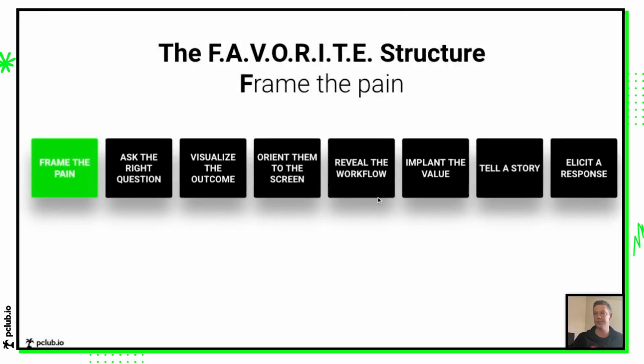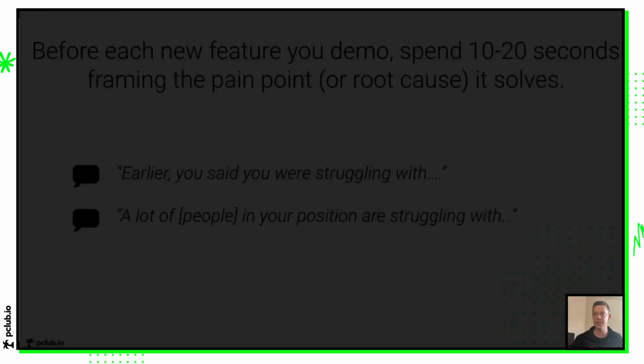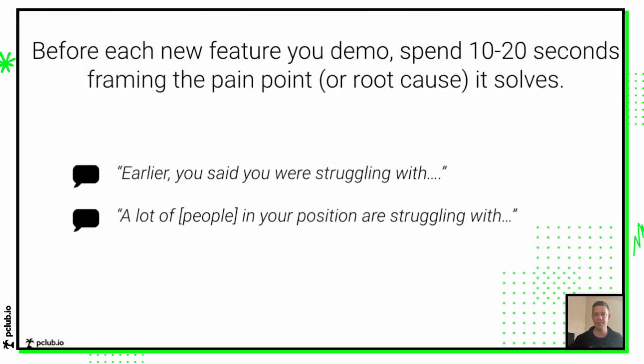You are going to start, and take screenshots as we go, by framing the pain that capability solves. And it's no more than a 10-second statement. Before you show what you're about to show, you are going to say a 5 to 10 second pain statement that simply says, earlier you said you were struggling with X, or a lot of sales leaders, marketing officers, whatever, a lot of people in your position are struggling with pain. Okay, that's all you're doing. You've got to frame the pain. I realize that sounds simple. You're like, Chris, really? You prepared a webinar to tell me one sentence? No, this is the first of 8 steps.